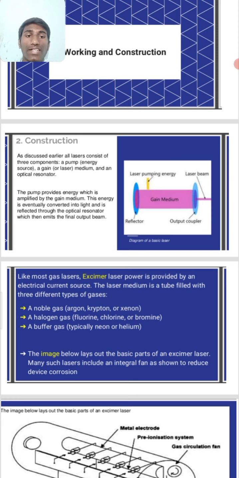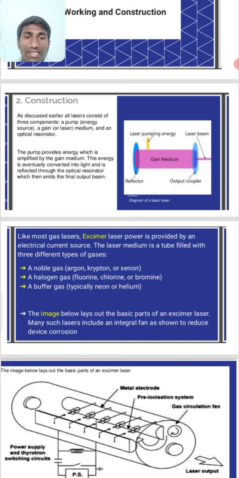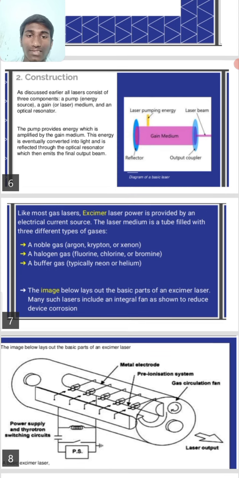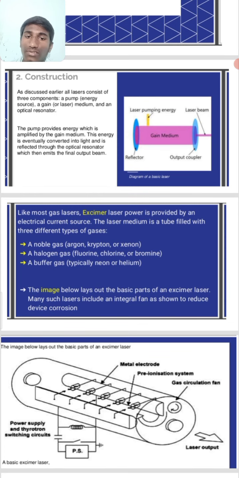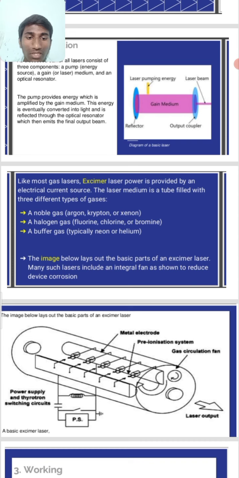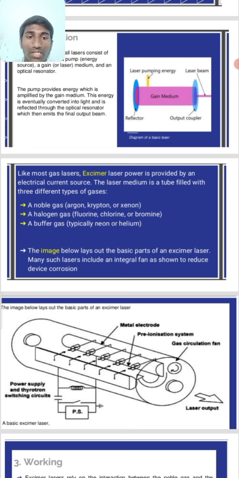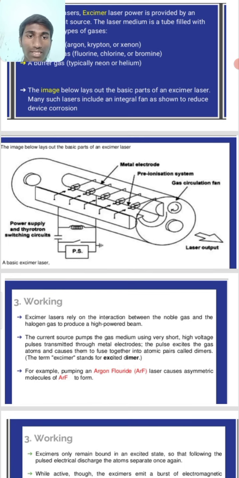of the laser medium. Like most gas lasers, excimer laser power is provided by an electrical current source. The laser medium is a tube filled with three different types of gases: a noble gas, argon, krypton, or xenon; a halogen gas, fluorine, chlorine, or bromine; and a buffer gas, typically neon or helium. The image below lays out the basic parts of an excimer laser. Many such lasers include an integral fan as shown to reduce device corrosion. Here you can see the diagram of an excimer laser which shows the components included in the excimer laser construction.